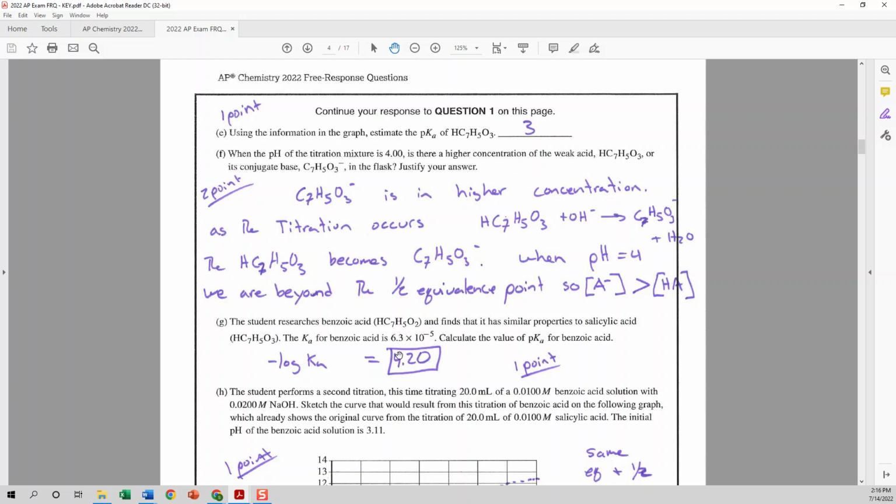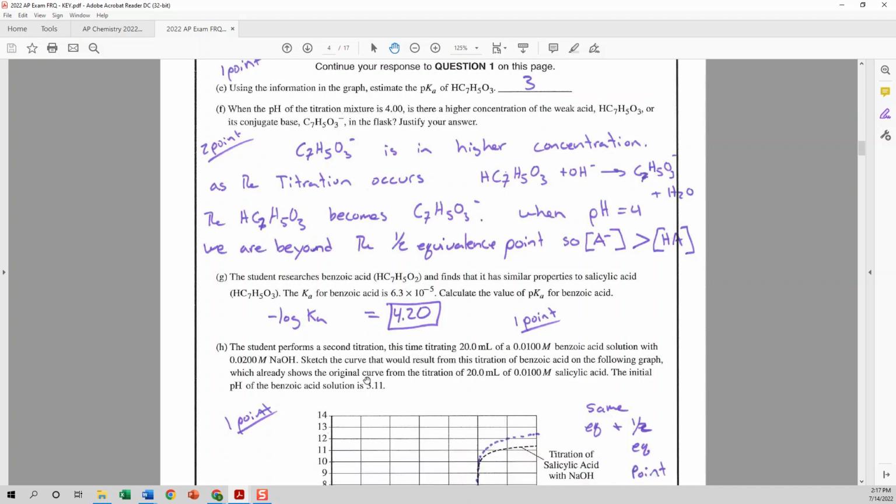There we go. So notice that the pKa of benzoic acid is higher than the pKa of the salicylic acid, which means benzoic acid is a weaker acid than salicylic acid. The higher the Ka, the stronger the acid, but the higher the pKa, the weaker the acid.